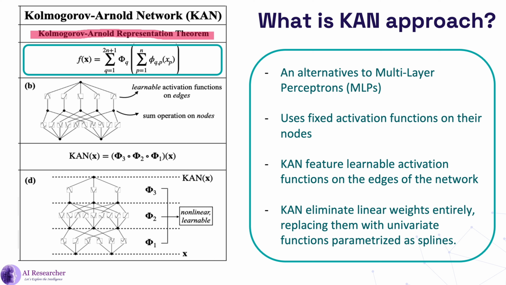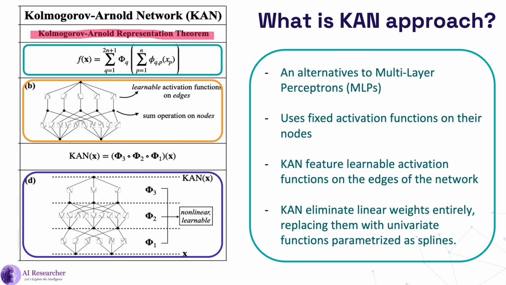Moving on to the structure of the network, diagram B displays the structure of KAN where each edge has a learnable activation function and each node performs a summation of its input. Diagram D breaks down the network into three layers where each layer processes the outputs of the previous layer through a nonlinear learnable function. And the KAN equation describes how an input X is transformed sequentially by three layers, with each layer applying a specific transformation and passing the result to the next layer.